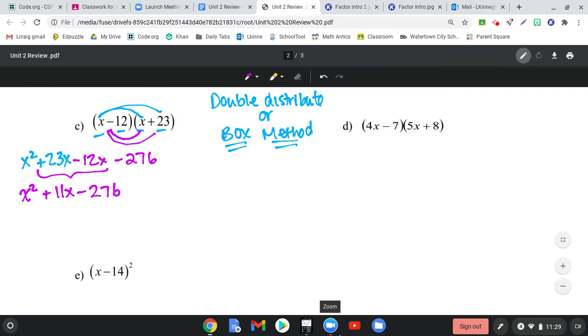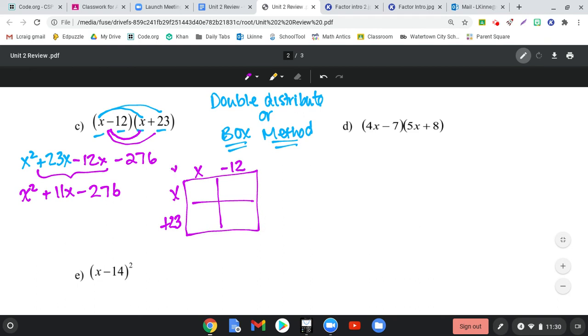All right. Now, the box method, many people like this better. It takes a couple more minutes, but not even a couple of seconds because you just got to write your binomials, one across the top. It doesn't matter which one goes there, but make sure whatever's in parentheses stays together. So x has this column, negative 12 has this column. X plus 23 is going to go down the side. Again, x has this row and positive 23 has this row.